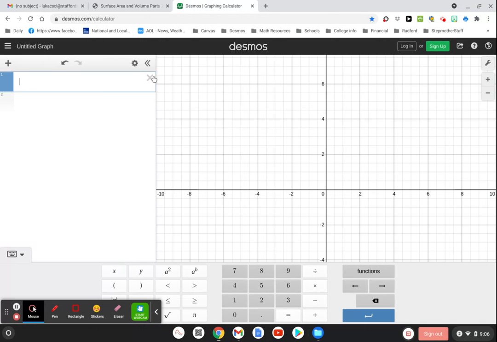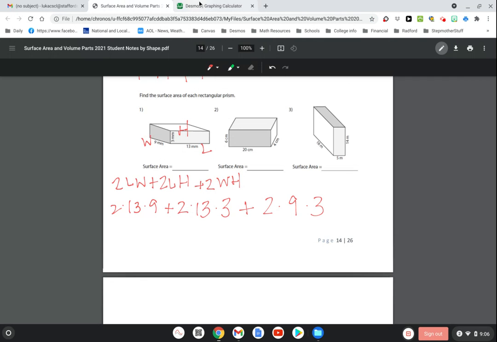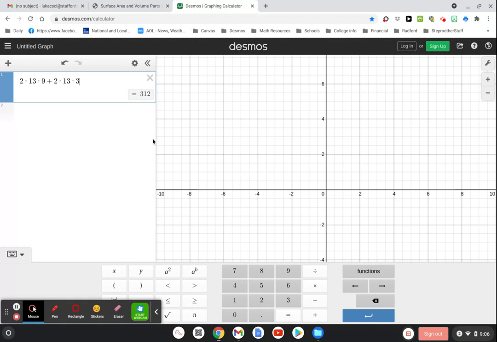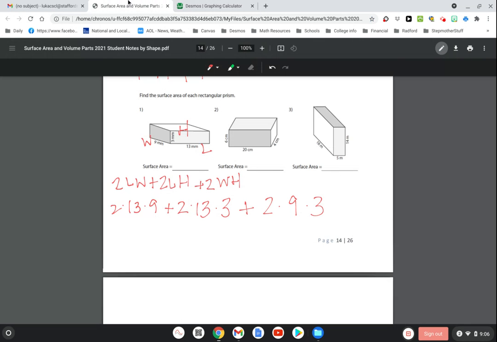I might have to go back and look at it again. I'm not sure. I probably won't remember that. I think that was a 3. Let's go double check. And then 2 times 9 times 3. And I get 366 for my surface area, which is in units squared.